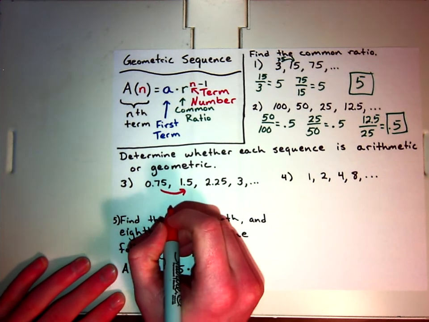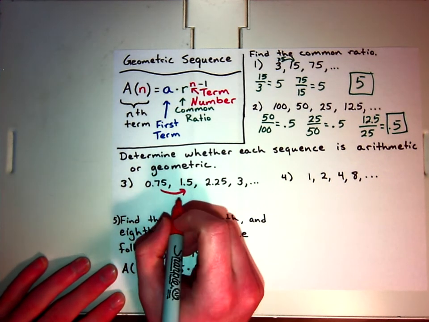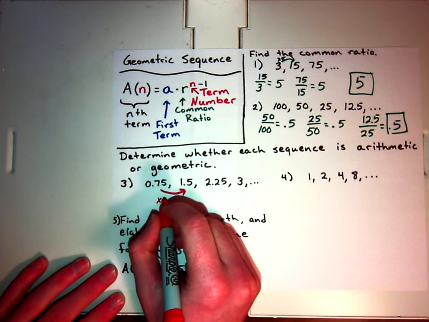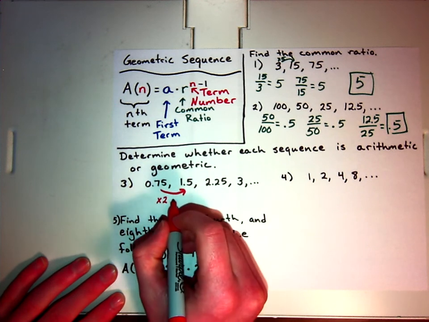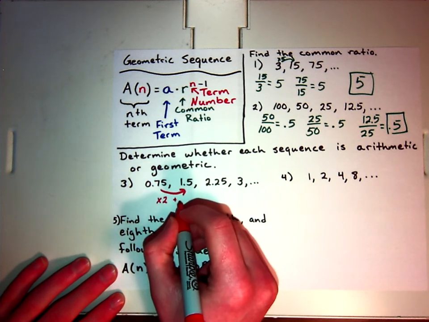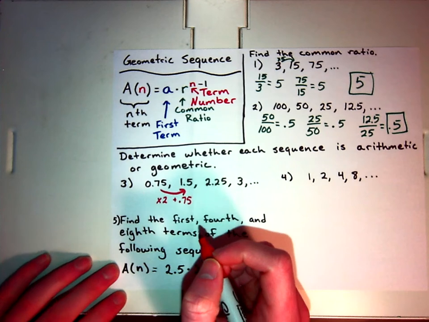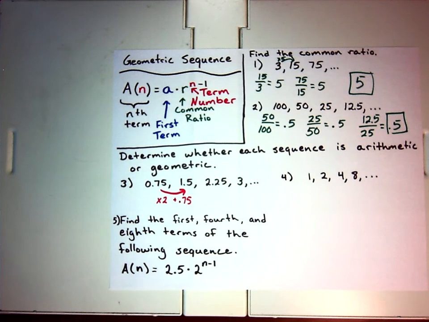So, looking at number 3, I see that it increased by, well, I could say it did multiply by 2. Multiplied by 2. But you also added 0.75. So we could see a couple different patterns happening here. It's multiplied by 2, but we added 0.75. We need to see which one of these continues to be true.